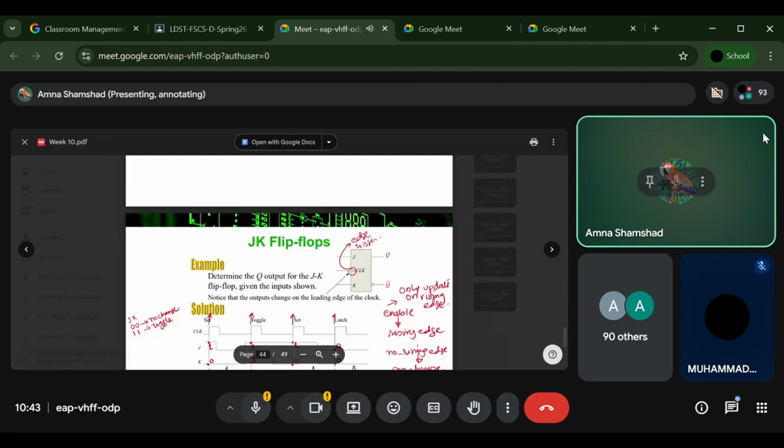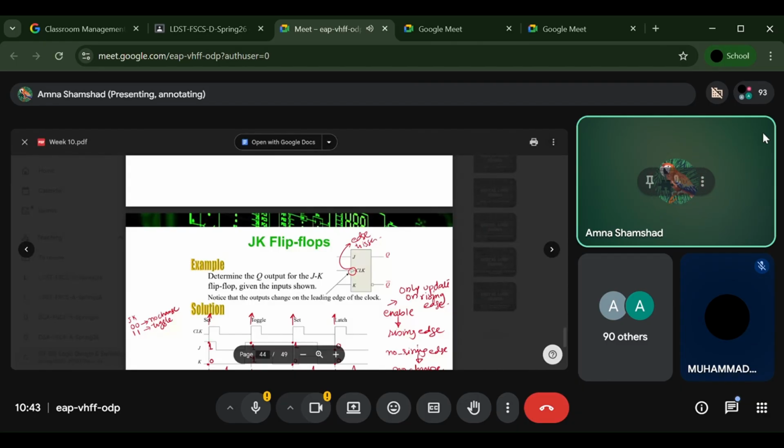So if you have this JK flip flop, class, if you have a paper and pen with you, can you please draw this clock signal on it? This is the graphical symbol, the same as we discussed in our class, with two inputs J and K, and Q and Q dash are the outputs. This is my clock signal. The question is to determine the Q output for the JK flip flop with the given input.